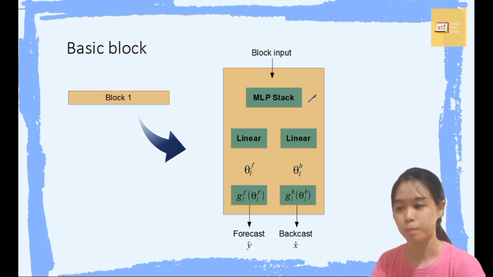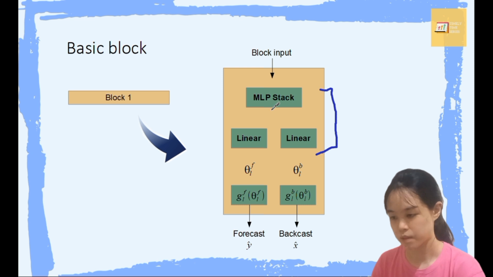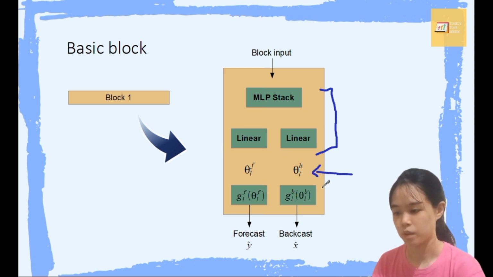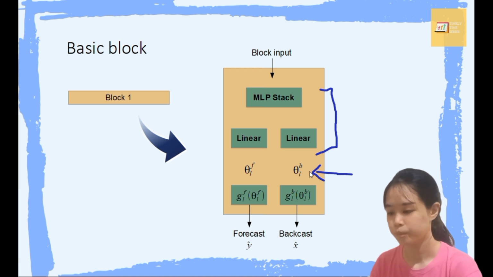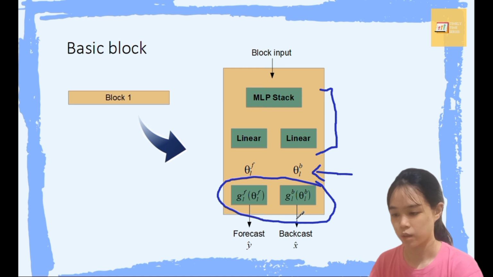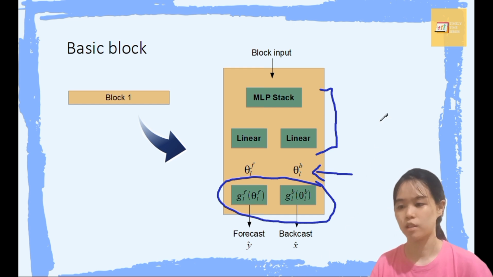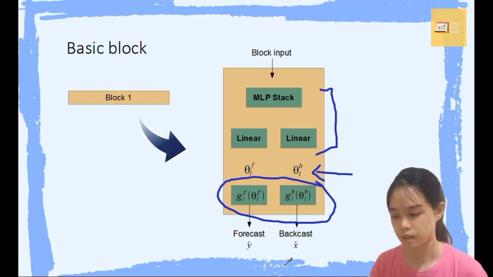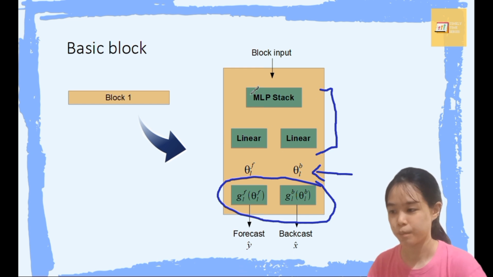Each block has two parts. The first part covers the MLP stack and the linear layer, which generate the expansion coefficients denoted by theta. The second part is at the bottom of the block, which are the basis layers, and these generate the forecast and backcast. So each block gets one input and generates two outputs, the forecast and the backcast. Now let's look at the first part of the block first.